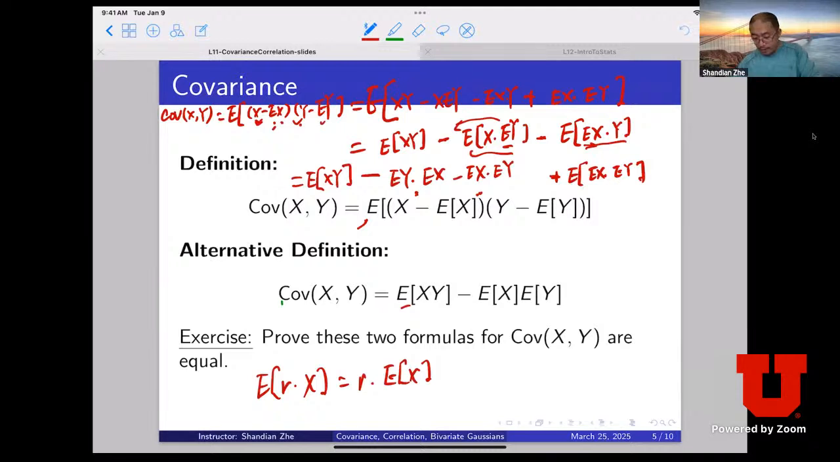Okay, so now let us look at the last term. The last term is the expectation of the product of the expectation of X and the expectation of Y. How can we simplify this term?